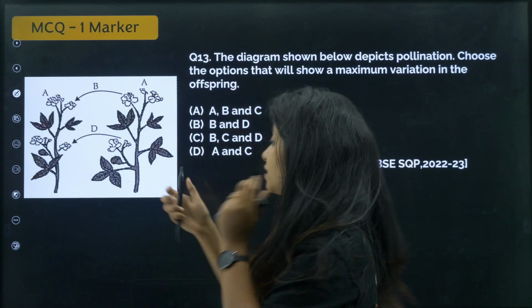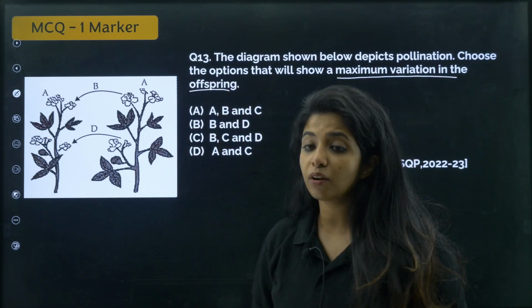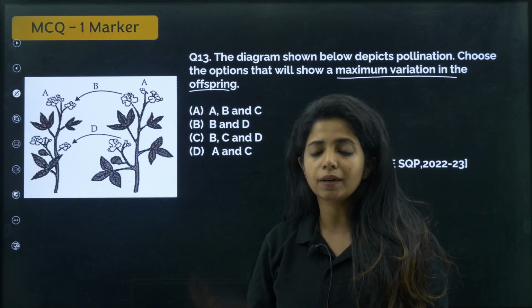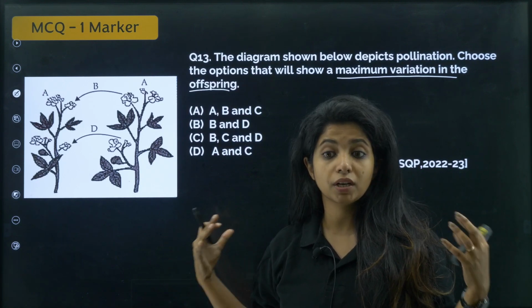Now choose the option that will show maximum variation in the offspring. What do you mean by offspring? Offspring is the baby, the progeny that is being produced. So which one will show maximum variation in the progeny?